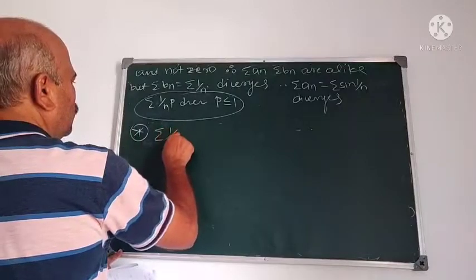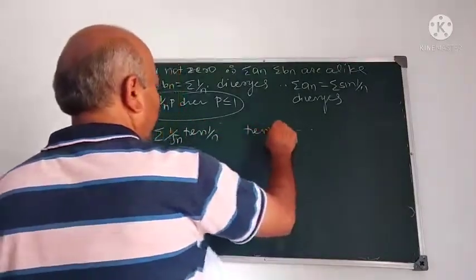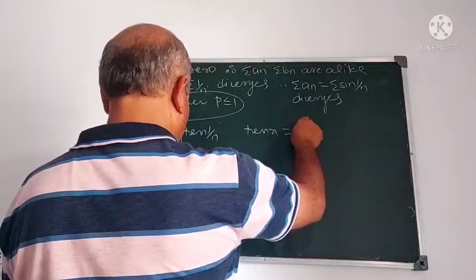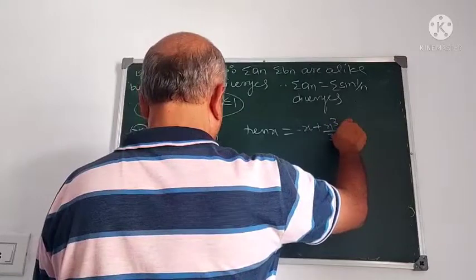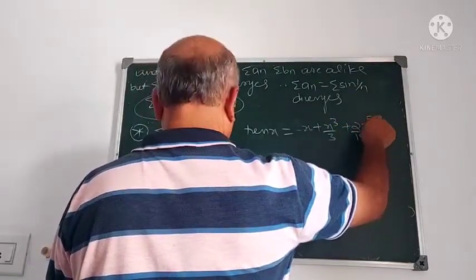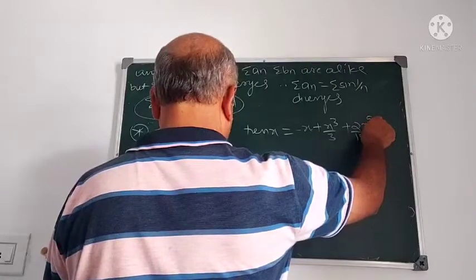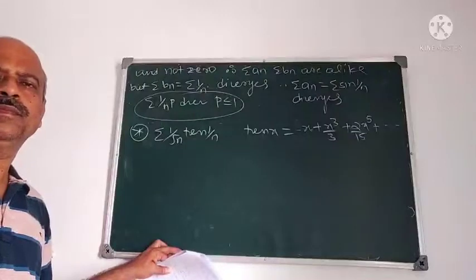Convergence of 1 upon root n tan 1 by n. We have the expansion of tan x: x plus x cube by 3 plus 2 by 15 x raised to 5 plus so on. This is the tan x expansion.